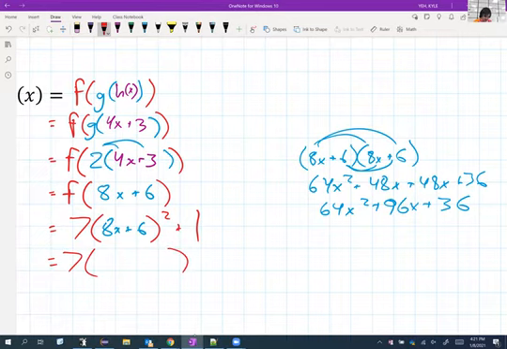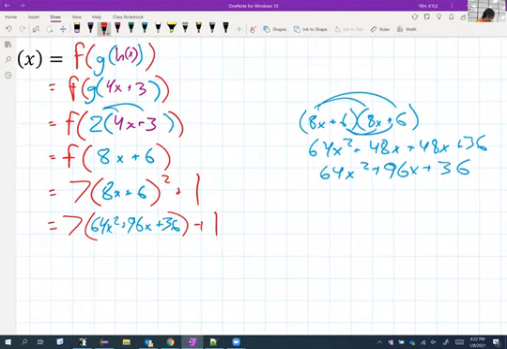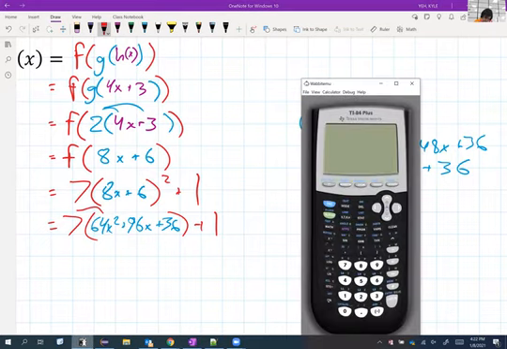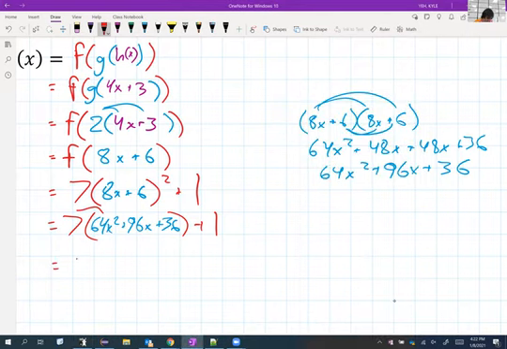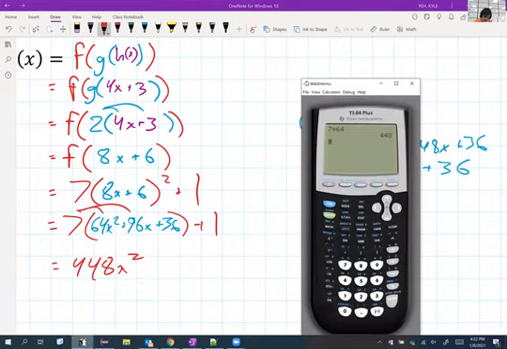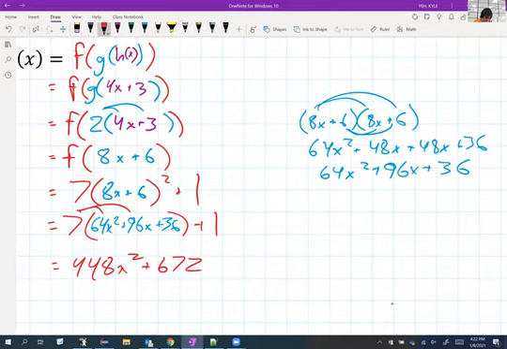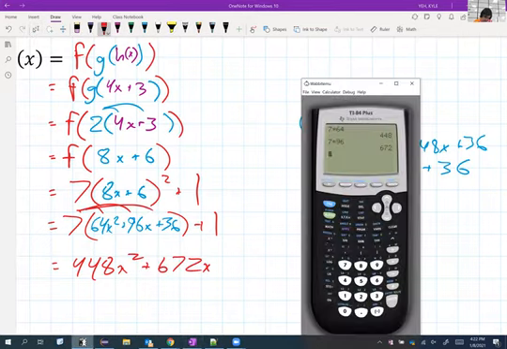7 times that plus 1. 7 times 64x squared plus 96x plus 36. Time for a calculator, I think. 7 times 64x squared, 7 times 64 is 448. So 448x squared. 7 times 96, 672, so plus 672x. 7 times 36 is 252.